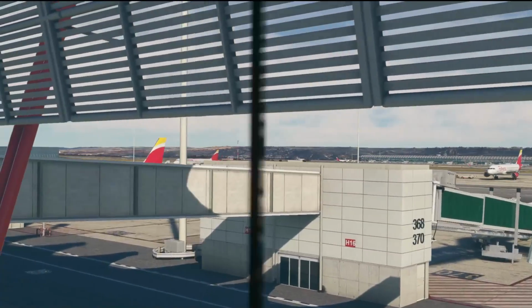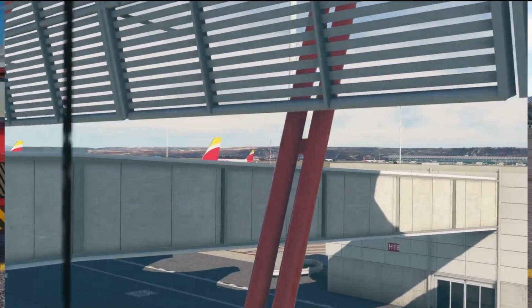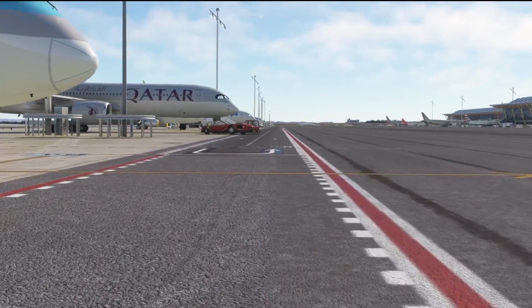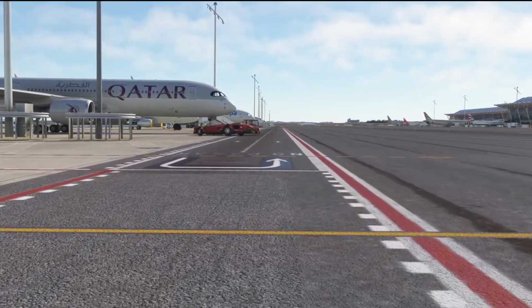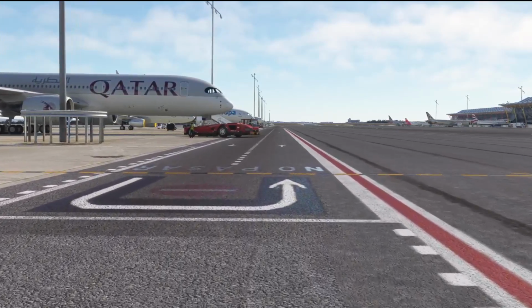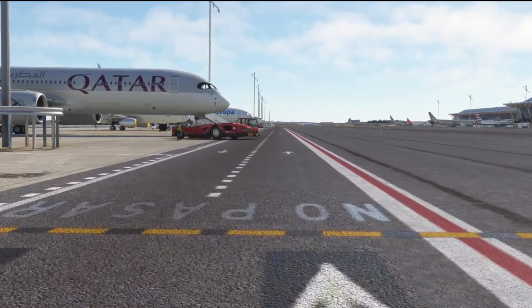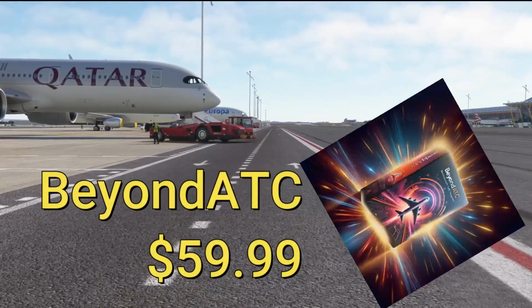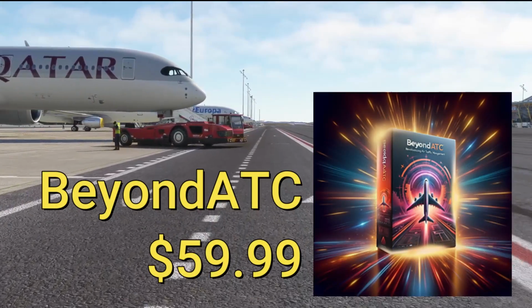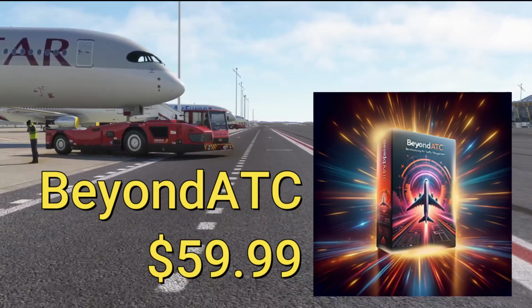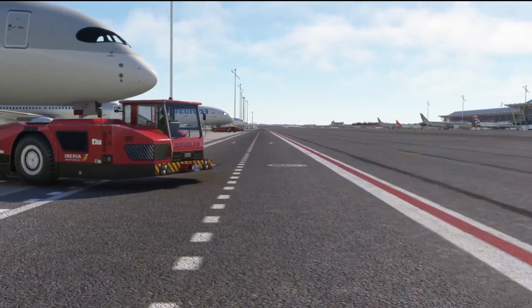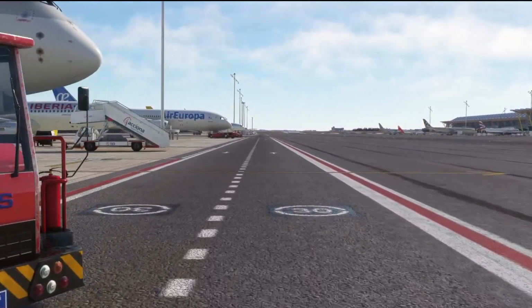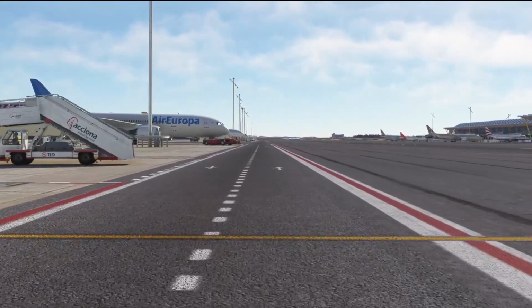So now we turn our attentions to BeyondATC and their pricing structure. It may come as a bit of a shock when the initial price of BeyondATC has now been announced at $59.99. So yes, about $60 US. Now that puts BeyondATC right up at the top tier of most expensive add-ons for Microsoft Flight Simulator.